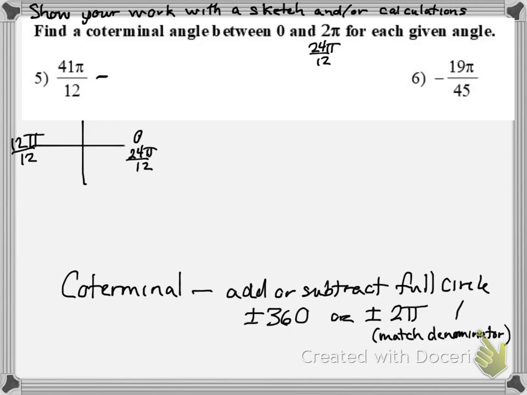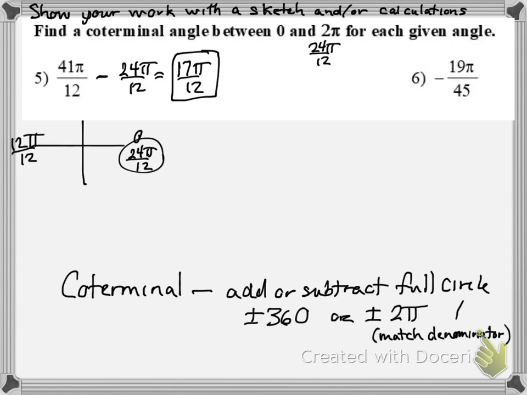That is too big. I will subtract a full circle. That gives 17 pi over 12. I don't have to draw it. It didn't say I had to draw it. Is that a number between 0 and a full circle? Yes, it is. Okay, let's look at the next one.